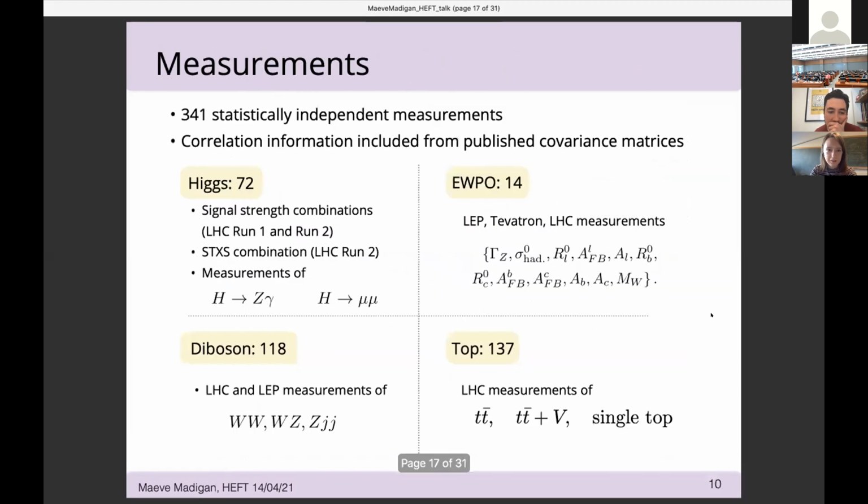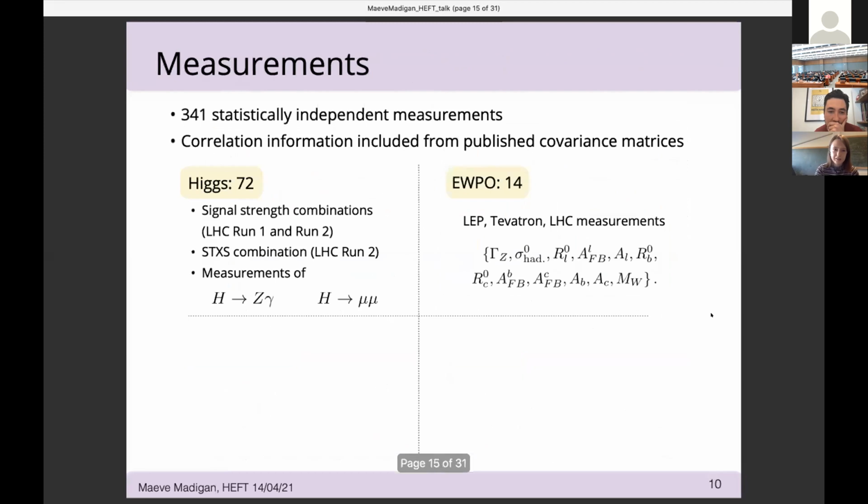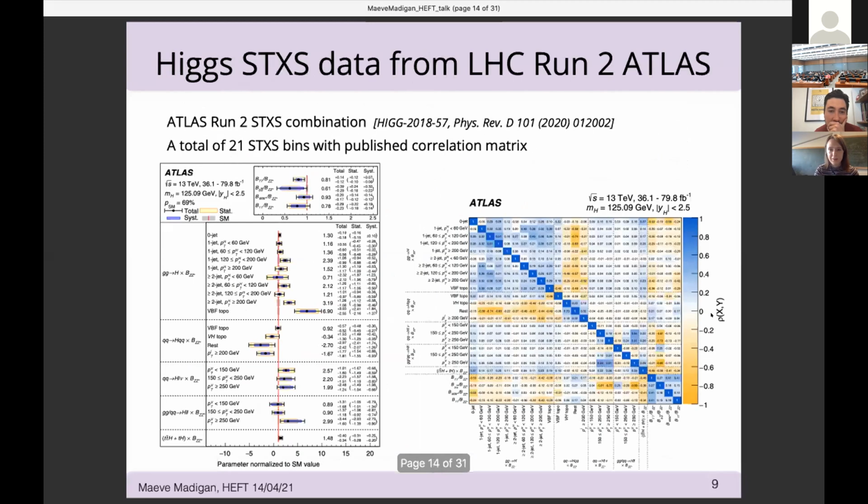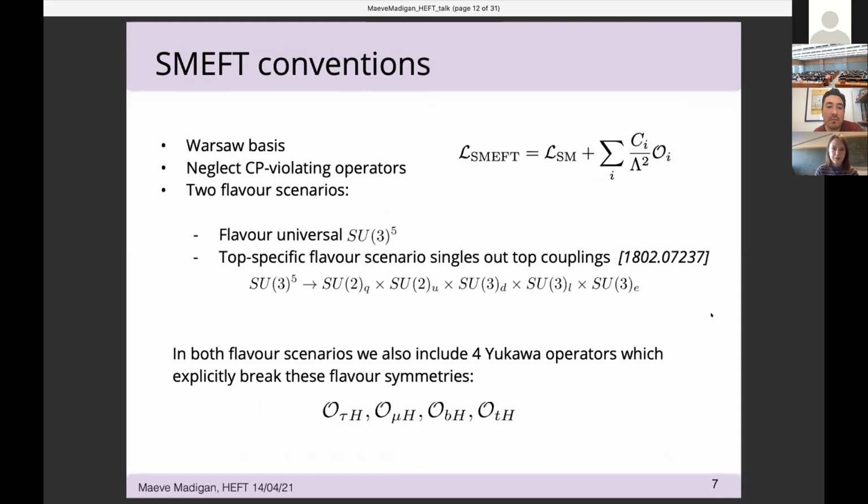I discussed that in the beginning. We neglect those because we don't expect them to be constrained by the fit that we're doing. We're fitting linearly in the Wilson coefficients, and so most of the observables we're looking at won't constrain any CP violating operators. Okay, thank you.